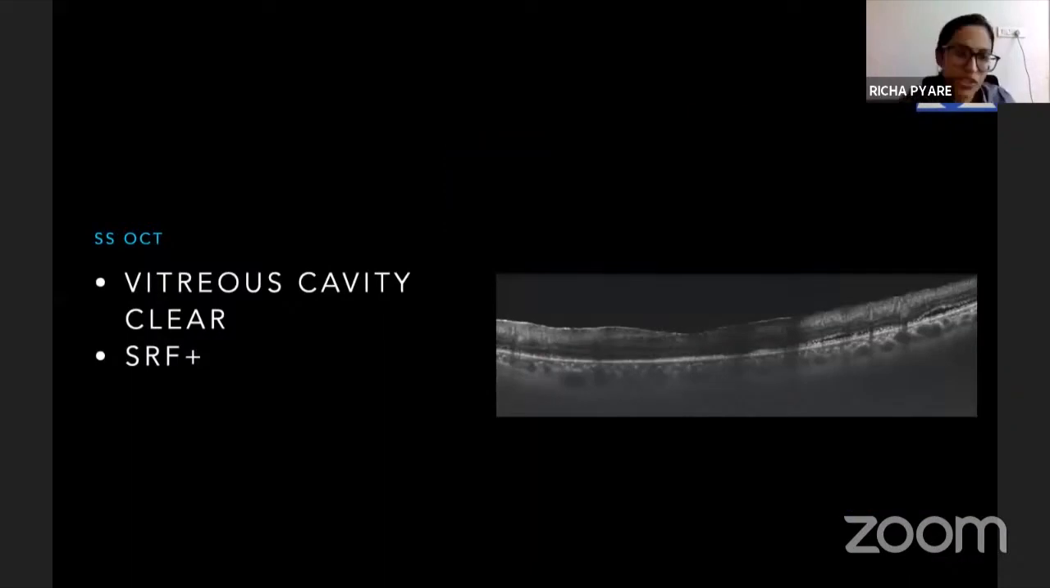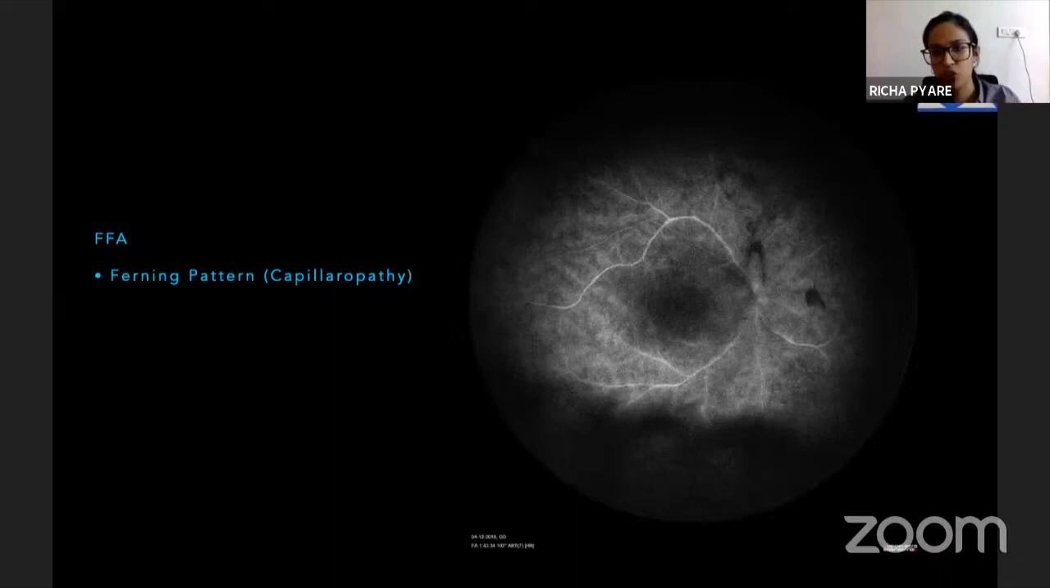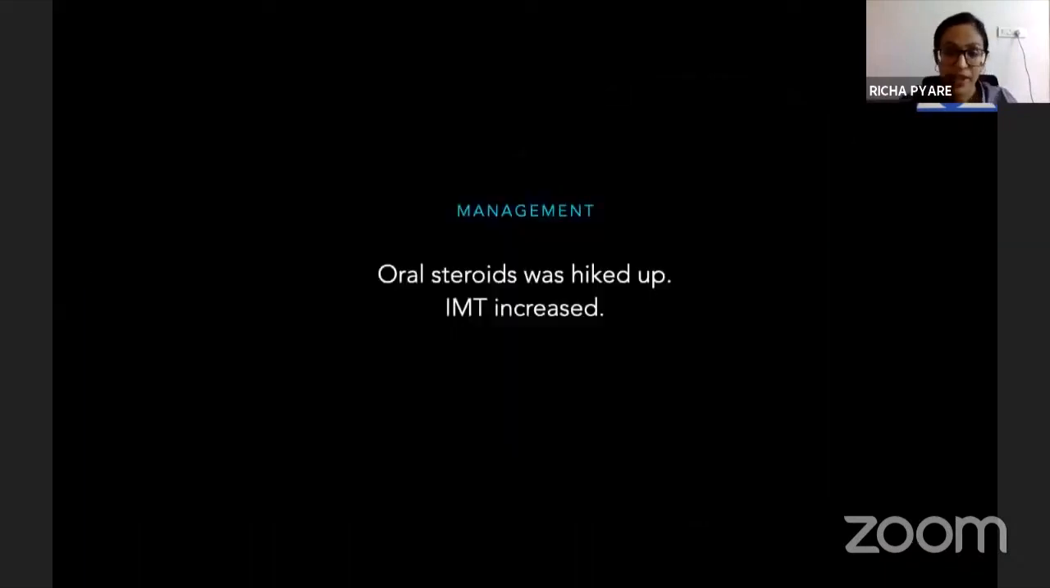On SSOCT, the vitreous cavity was clear. Subretinal fluid was present. We could not image the yellow lesions, however. Fundus fluorescein angiography was done, which showed ferning pattern suggestive of capillaropathy, confirming active inflammation. We again hiked up the oral steroids. IMT, immunomodulatory therapy, was increased.